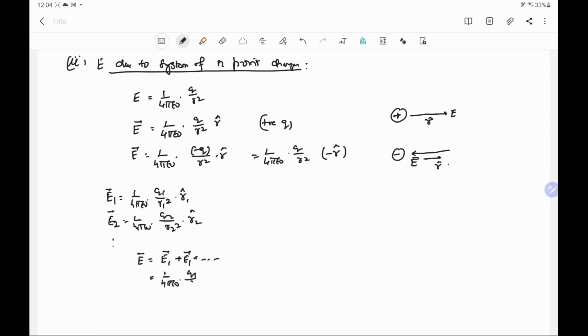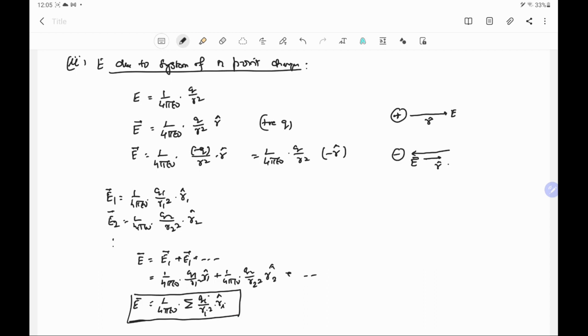It will be Q1 by r1 square, r1 unit vector. Similarly for Q2 we can write, and so on. And finally we can write it as 1 by 4 pi epsilon naught is common, it will be taken out, and then summation of Qi by ri square into ri unit vector. This is the vector due to the system of n point charges at a point P.